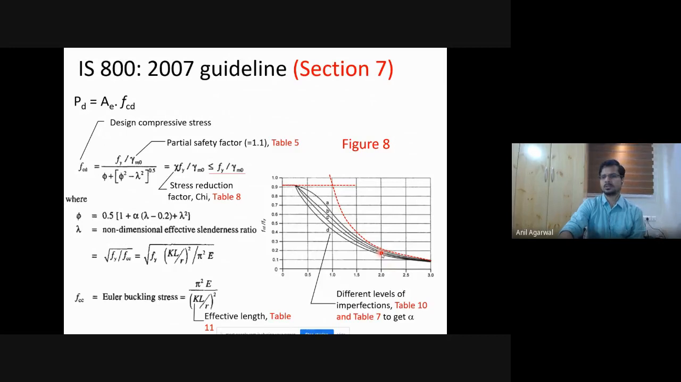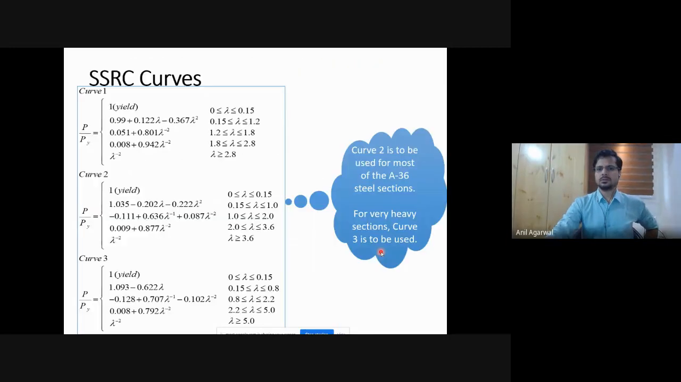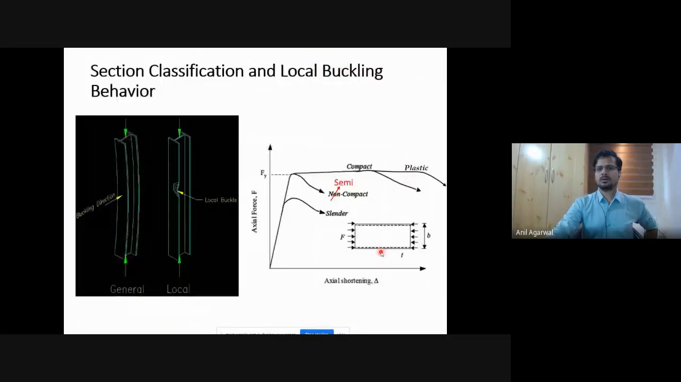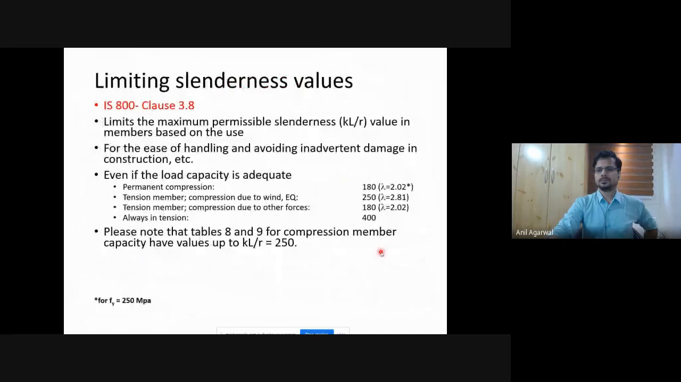I had not plotted that carefully here. So at lambda equal to 2, you can utilize something between almost 20% and 15% of the cross-section capacity. But typically that is the limit on lambda of the cross-section: your KL by R is limited to 180.